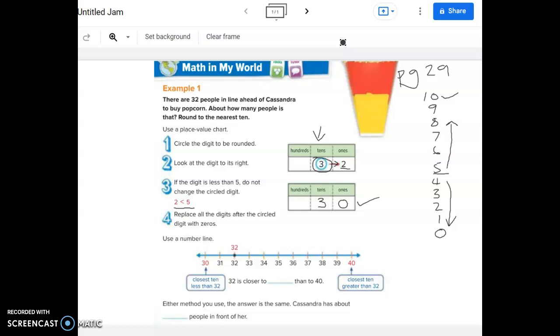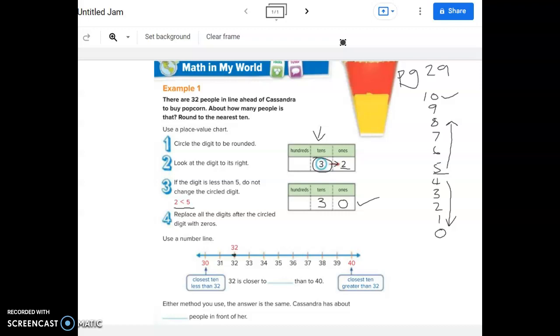Let's look at the number line. And this will give us a confirmation of our answer. We have a number line, and there we have between 30 and 40. And the number line says to us that the closest 10 less than 32 is 30.